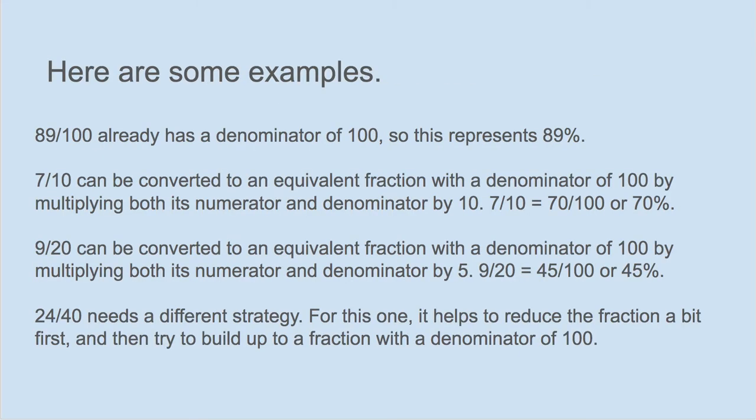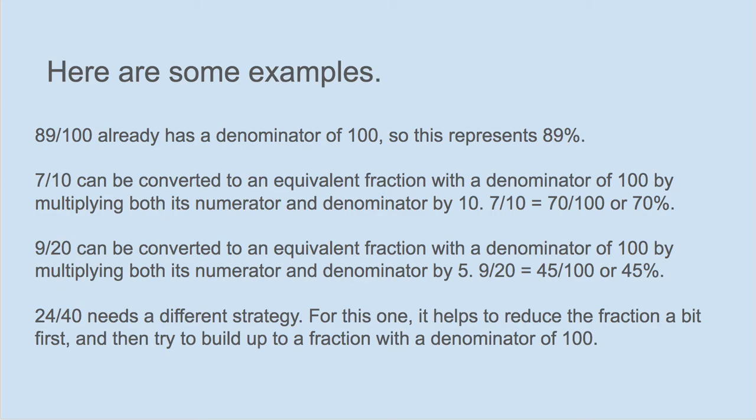Here are some examples. 89 100ths, or 89 out of 100, already has a denominator of 100, so this represents 89%. 7 tenths can be converted to an equivalent fraction with a denominator of 100 by multiplying both its numerator and denominator by 10. 7 tenths equals 70 100ths, or 70%.